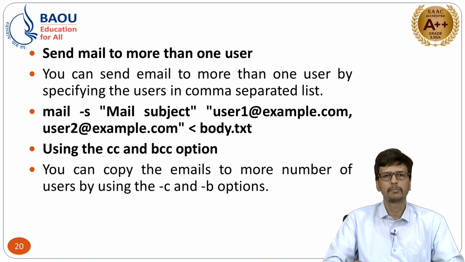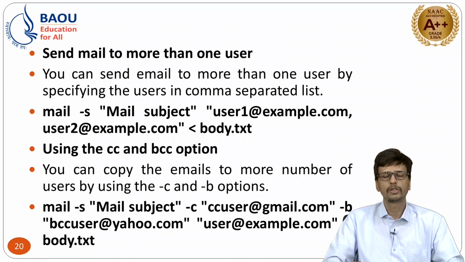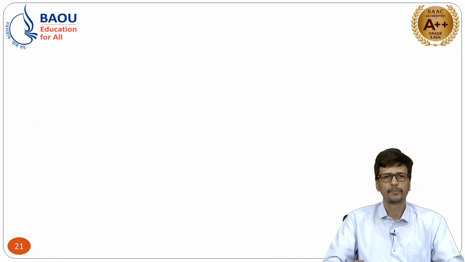Now, using the CC and BCC options, you can use the option -c for CC and the option -b for BCC. Here you can see on the screen the example is given: mail subject, then -c, and whatever mail ID you want to put into the CC, you can mention -c before that mail ID. In the same way you can use -b for BCC. The other methods are the same. If you want to pass a message body that is available in a particular file, then you can pass it with the help of this redirection, right?